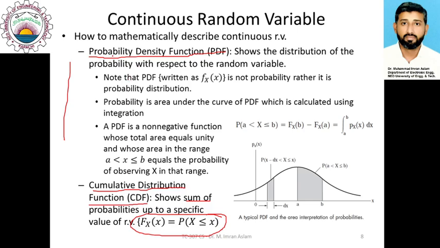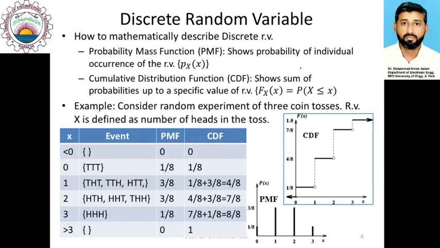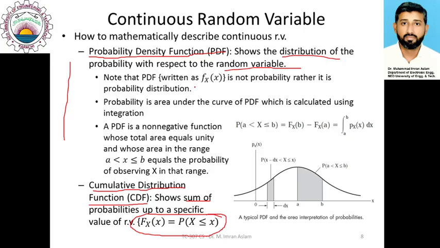So what is the probability density function? By definition, it shows a distribution of probability with respect to a random variable. You can see that the probability density function is not the probability, it's a probability distribution. If you compare it with the probability mass function that we discussed for the discrete case, PMF gives you exact probability. But PDF does not show the exact probability, rather it's a distribution.